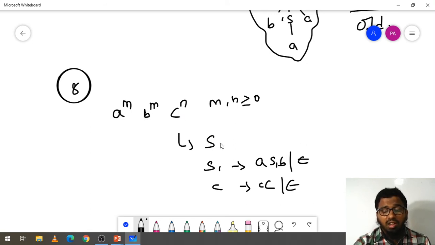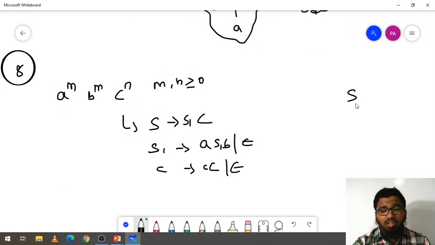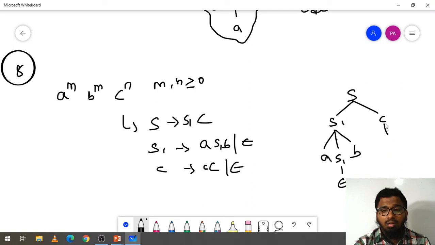So for that, take S, concatenate these two, S1 C. So this is our answer for this. So what is the tree for here? S is divided into two. First one is S1 and C, this one. And what is S1? You can take any one of these. So I am taking A S1 B, and here epsilon, and here I am taking small c, capital C, and for capital C I am taking epsilon.